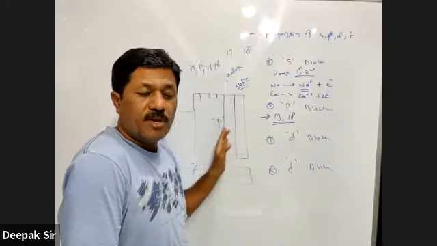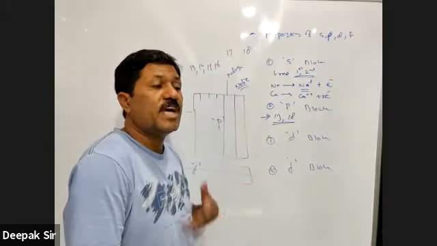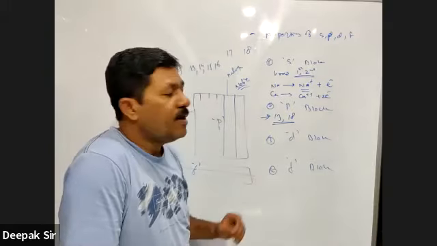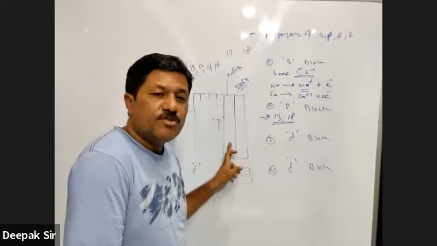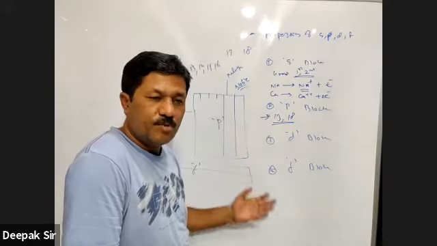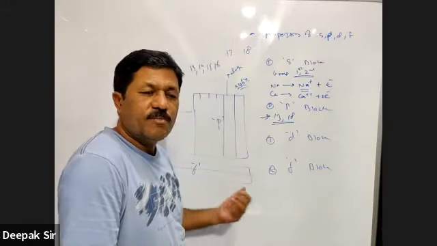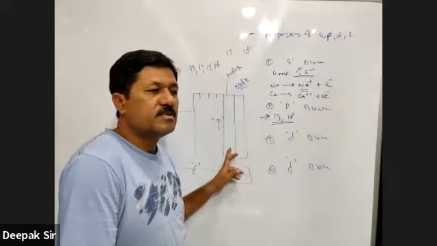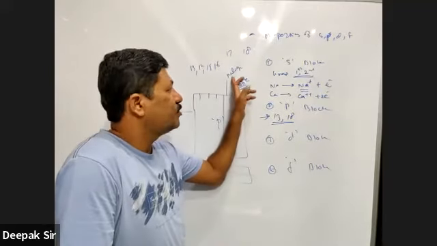Fluorine, chlorine, bromine, iodine, all these elements are called halogens because halo means sea salt forming elements. So these elements have the tendency to form sea salt: sodium chloride, potassium chloride, sodium bromide, potassium bromide, sodium iodide, etc. So all these elements have this sea salt forming capacity. That's why they are known as halogens.